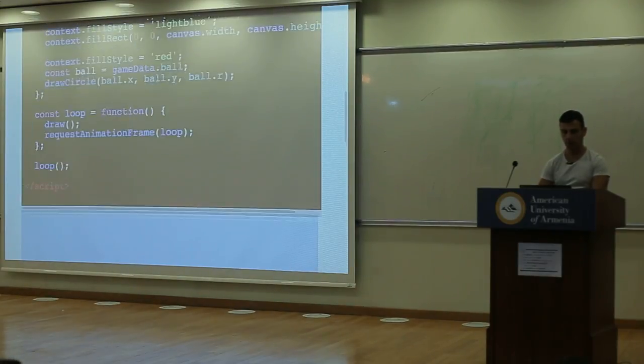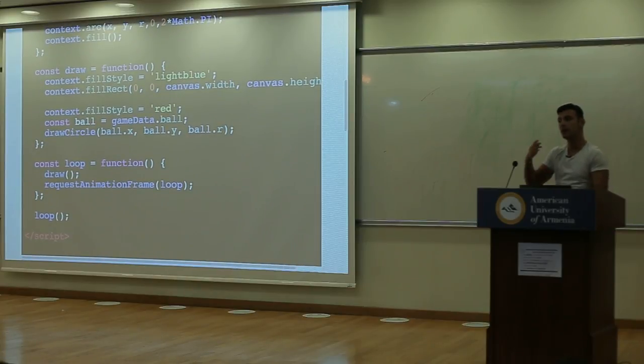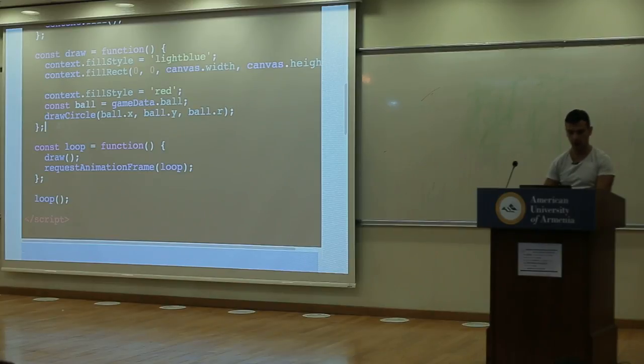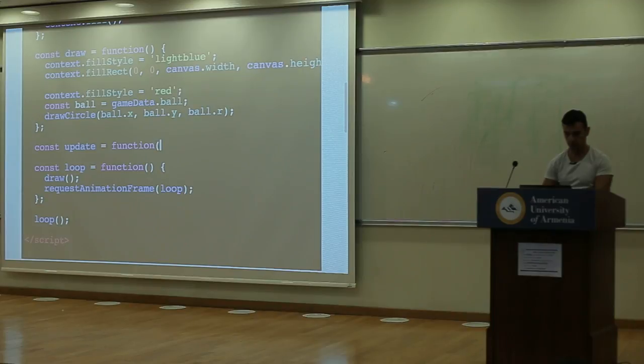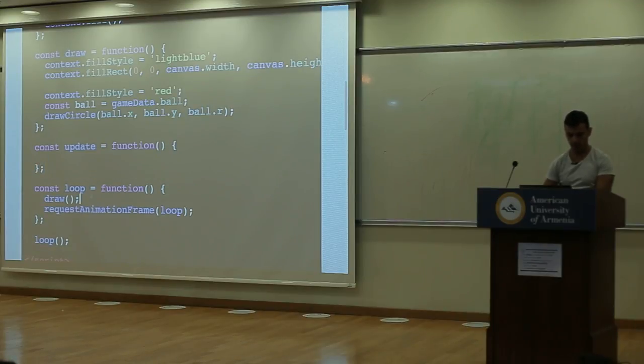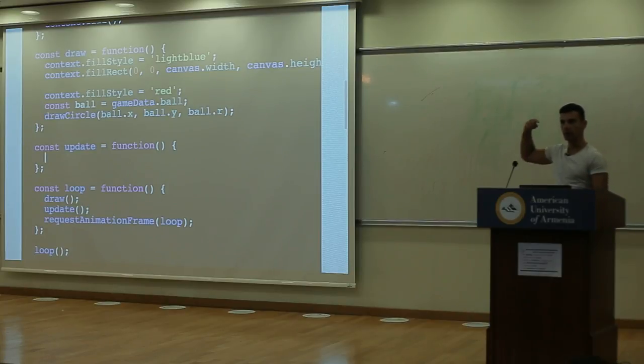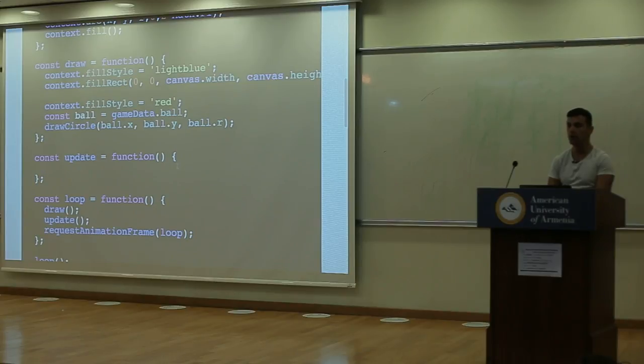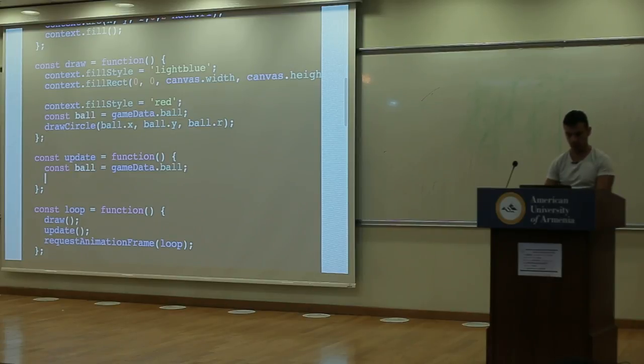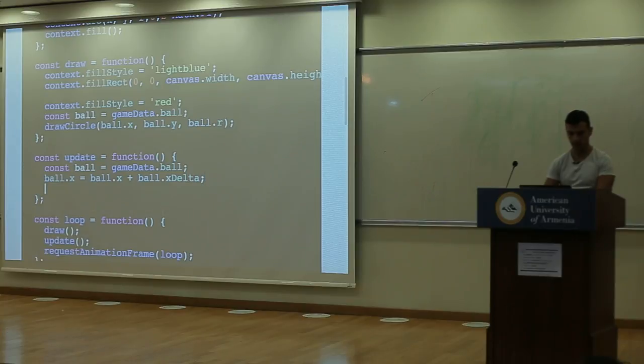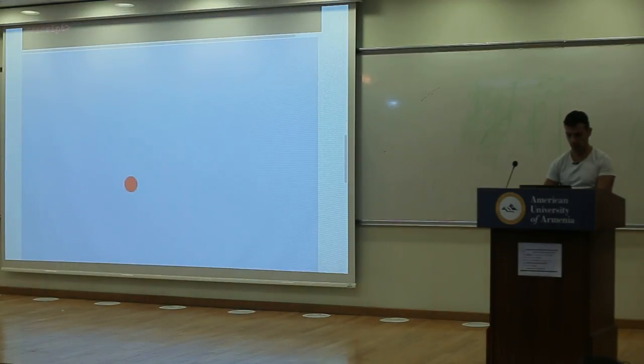Cool. Okay. So now we need to change it somehow, right? We need to update it so it begins to move around. So let me create a function called update. And I will call it from here. So at each iteration, it's going to draw, update, draw, update, draw, update. Okay, so what do we want update to do? Well, we want to change the x coordinate and the y coordinate of the ball so it moves, right? So let's get access to the ball. Then ball.x should be equal to ball.x plus ball.xDelta. ball.y should be ball.y plus ball.yDelta. And the ball moves. Cool.